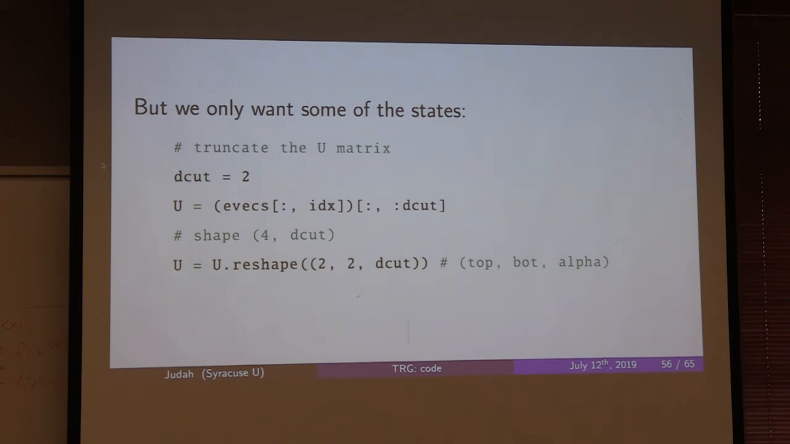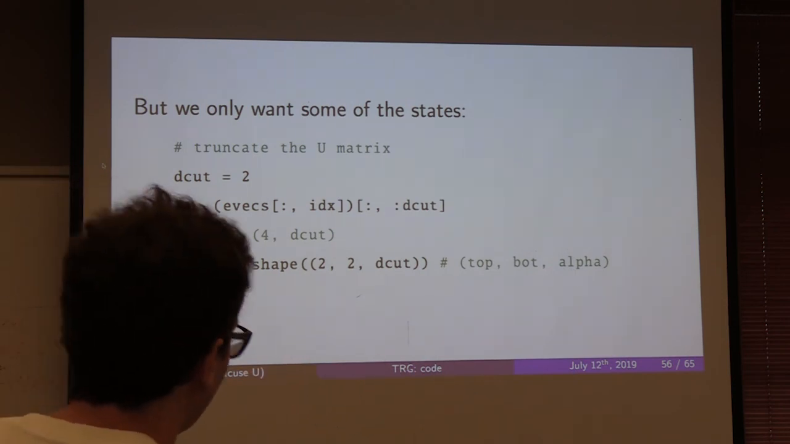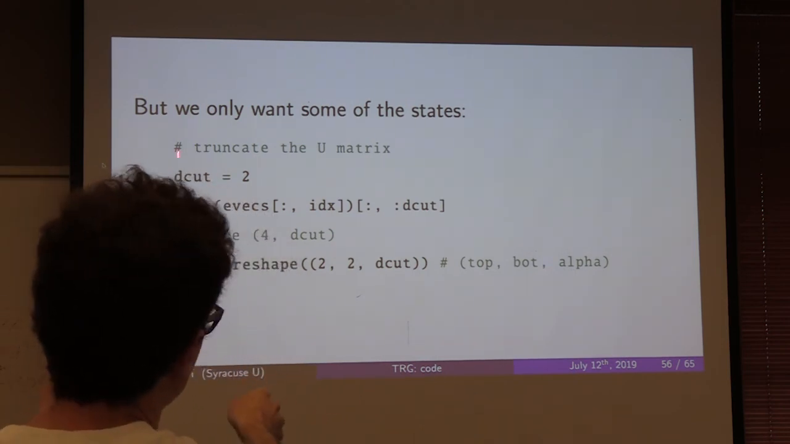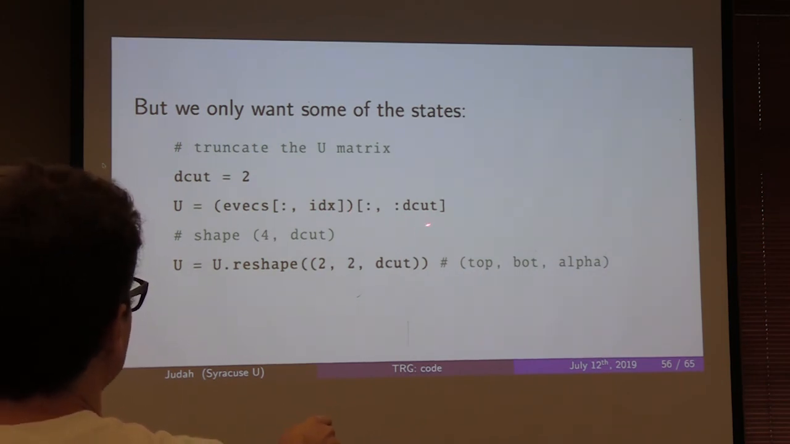But we don't want to keep them all. We just want to keep the largest states, or the largest eigenvectors that correspond to the largest eigenvalues. And so I'll make the cut at 2 again. Here I've reordered them, and then I've cut the number of eigenvectors at dcut 2, or whatever you want to make it.